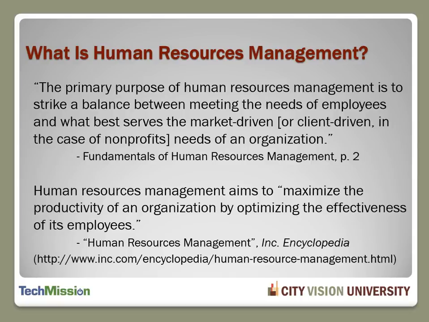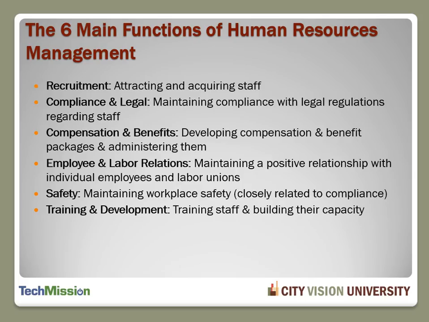Also, in the Inc. Encyclopedia, it says human resources management aims to maximize the productivity of an organization by optimizing the effectiveness of its employees. How then does human resources do that? There are six main functions of human resources management, which will serve as the organizing theme and structure for this course. The first is recruitment, attracting and acquiring staff.